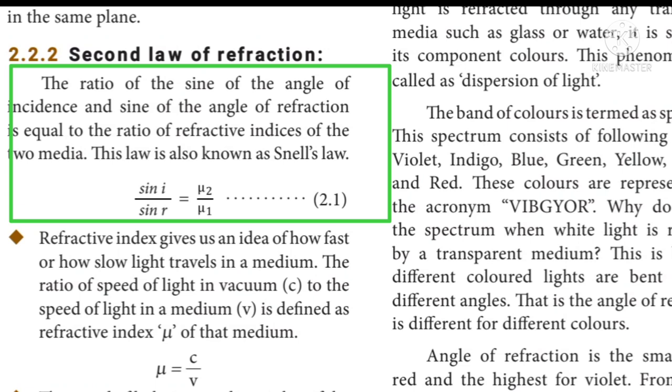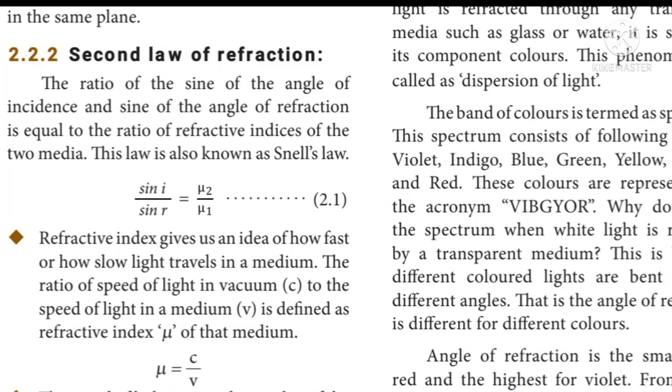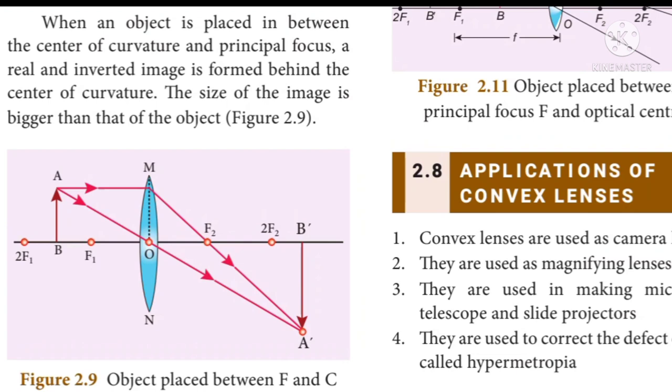Third question, draw a ray diagram to show the image formed by a convex lens when the object is placed between F and 2F. Answer for this question is in page number 21. For the third question, you have to draw this diagram.